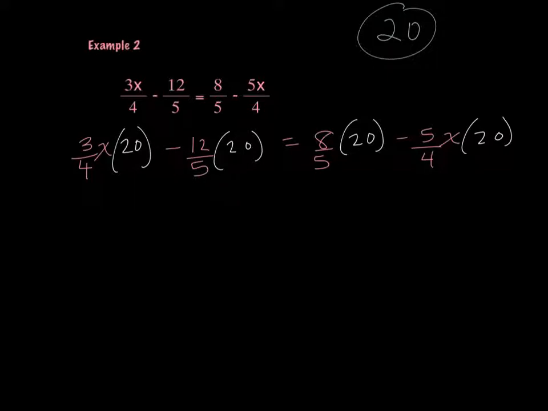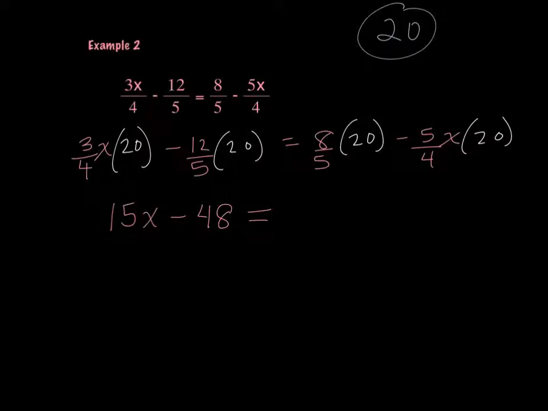So we'll step through this. 20 divided by 4 is 5. And then we take 5 and multiply it by 3. Well, that's 15, so we'll have 15x, because we can't forget about our x that's in here. Okay, let's walk through the next one. We take 20, divide it by 5, that's 4. And then we take 4 and multiply it by 12. That's going to be minus 48. 4 times 12 is 48.